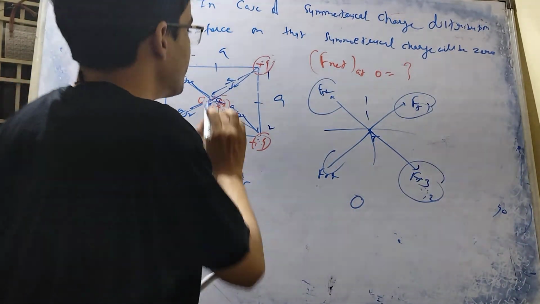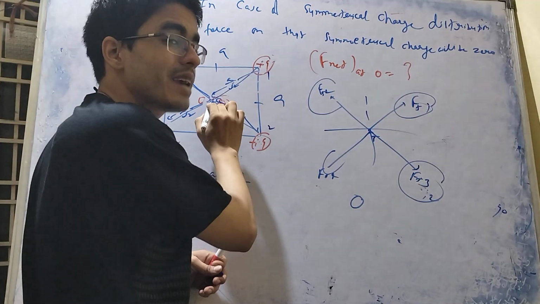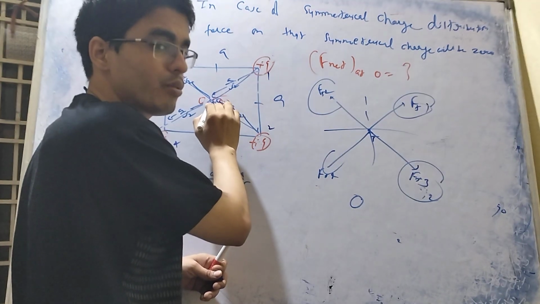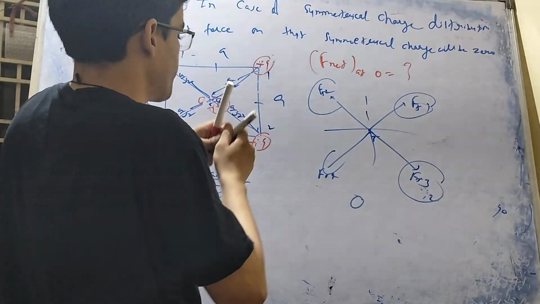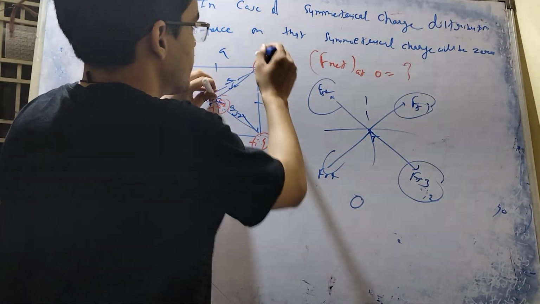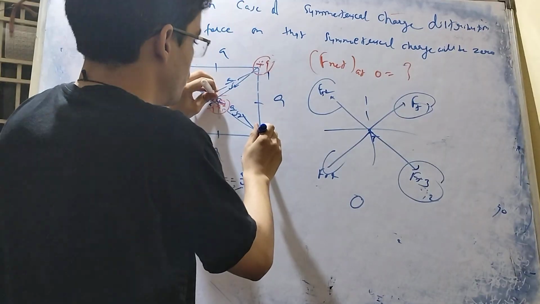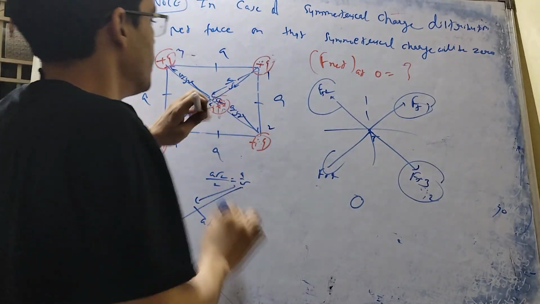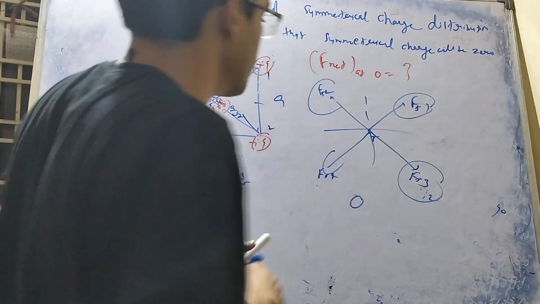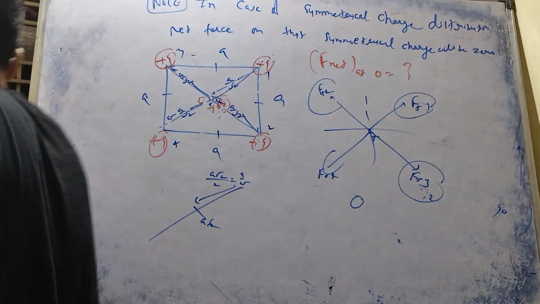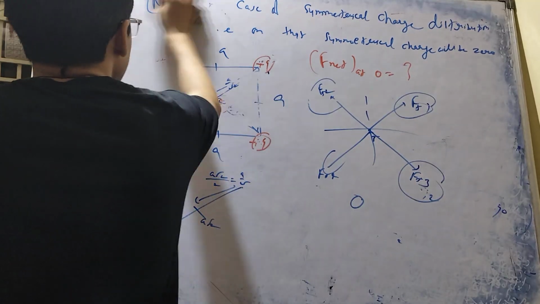It means this charge is present at equal distance with respect to all the remaining charges. See, here also check, this charge Q is present at a by root 2 from each of them. This is symmetric charge, symmetrical position. Here net force is 0.